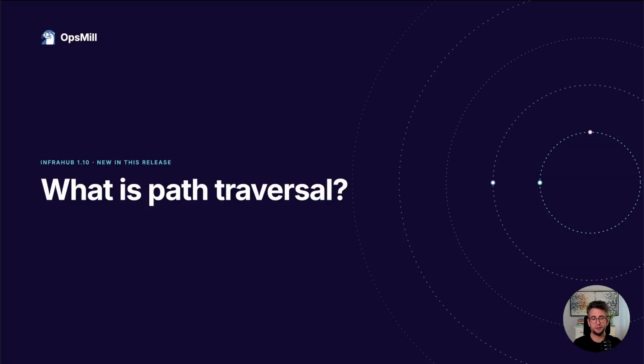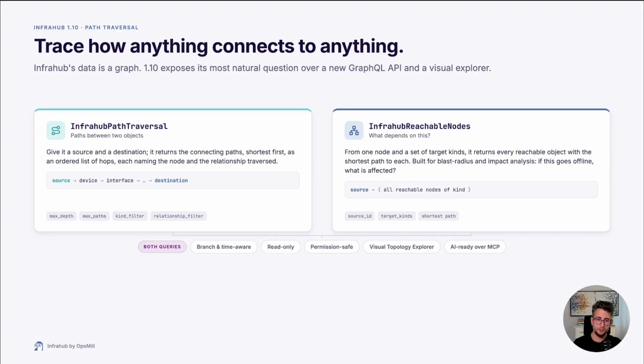So what is path traversal then? What we brought to the table is 2 things in our new release. One is the path traversal, which basically talks about a source and destination object and everything in between. So if you have an object, a location, and another location, you can see the devices, interfaces, BGP, whatever, the relationship between those paths.